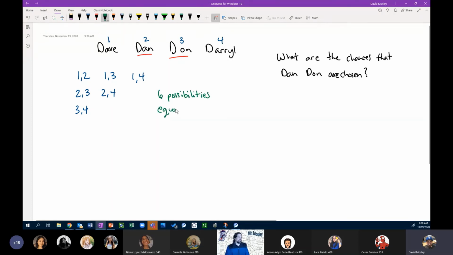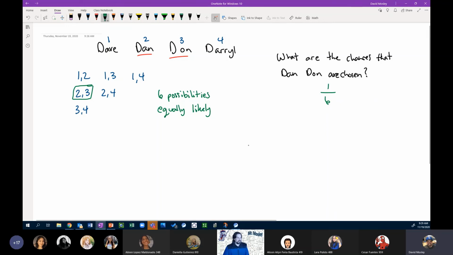And these are equally likely, right? So picking 2 and 3, Dan and Don, there is 1 out of 6 ways for that to happen. So what are the chances? 1 out of 6. So we can create this sample space based on the total number of possibilities.